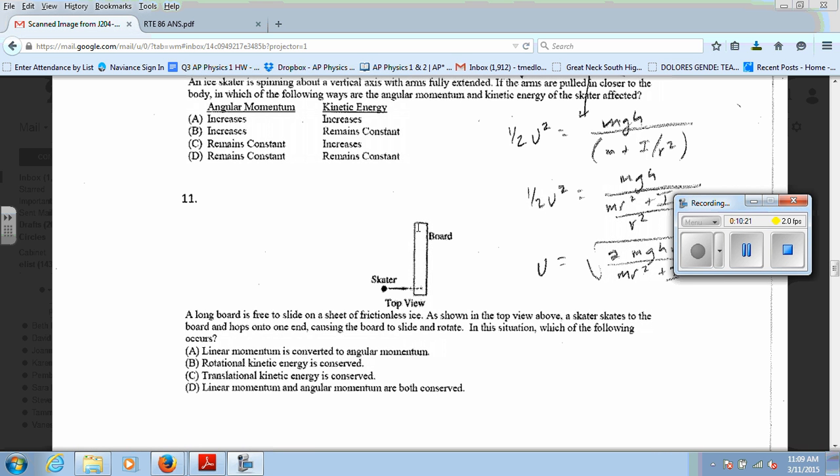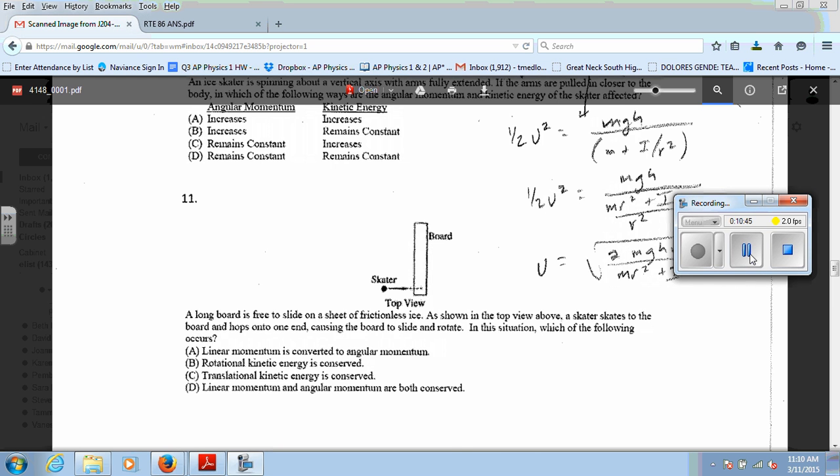Now, if this were hinged here, if this were a board that had a hinge somehow here and still frictionless, that would introduce a net external force from the ground, right? It's another classic problem you see. Then the skater would jump on here, and some of you might have put this: linear momentum is converted to angular. That would be true, but because the linear momentum would not be conserved, all the linear momentum would be converted to angular.